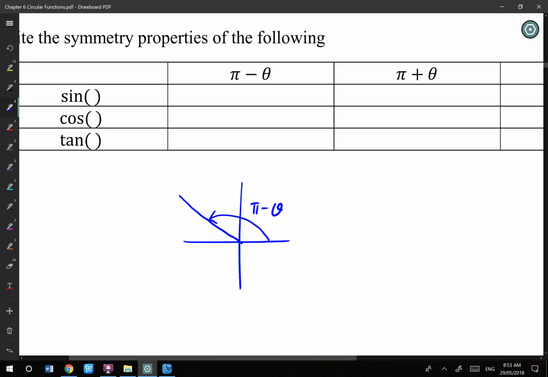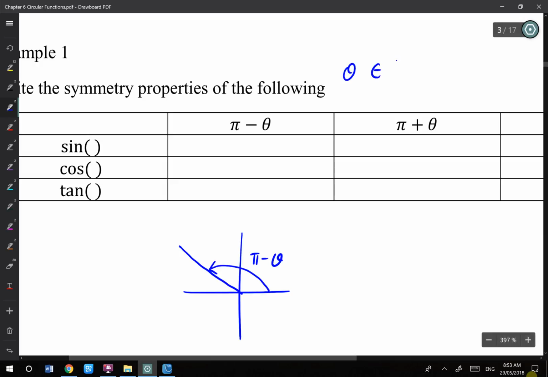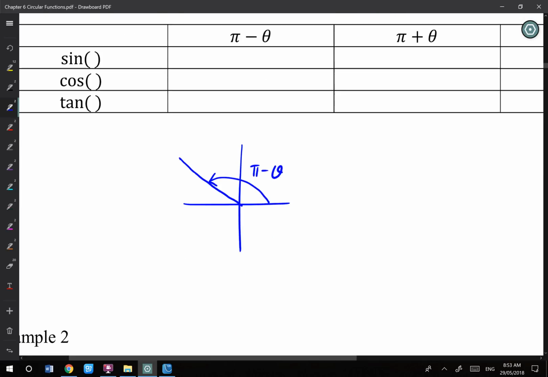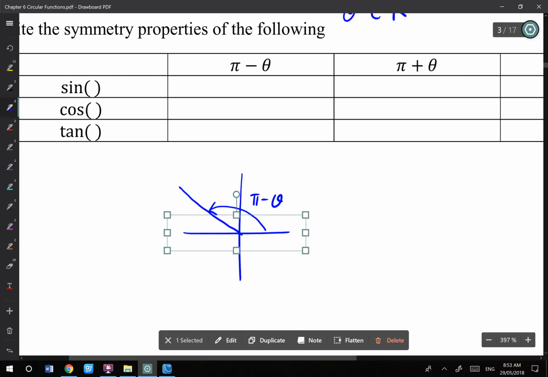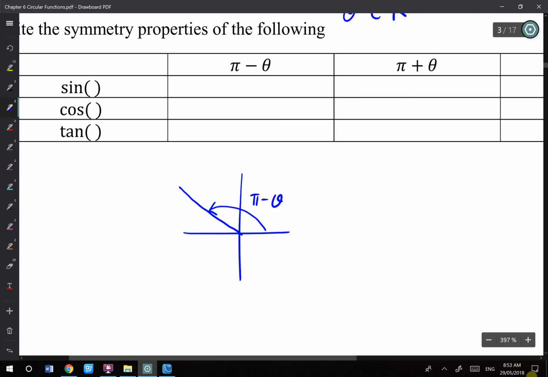So we assume theta can be anything. Remember theta here belongs to any angle. But because it's true for any angle, I can assume it to be any angle. Okay, I assume it's an acute angle. So pi minus theta must be in the second quadrant. And also you know that's the sine quadrant. And also you know the reference angle must be theta. It doesn't matter what theta is, but the reference angle will be theta.